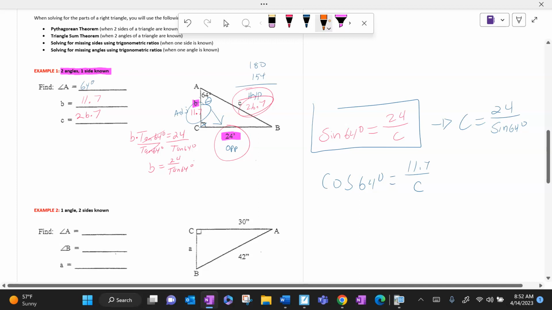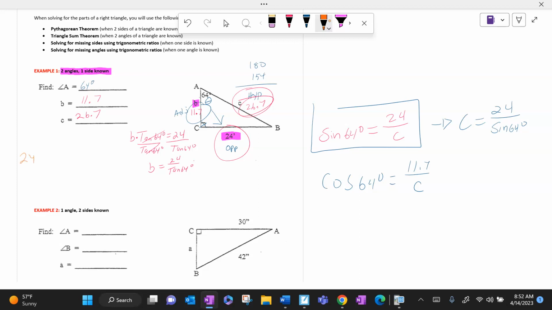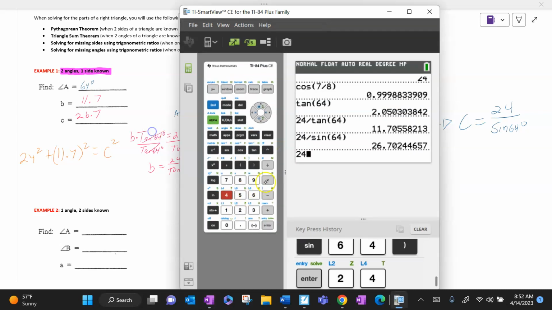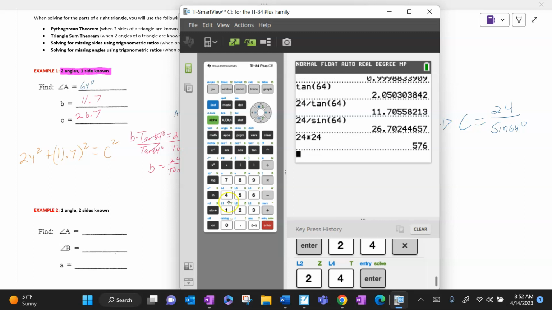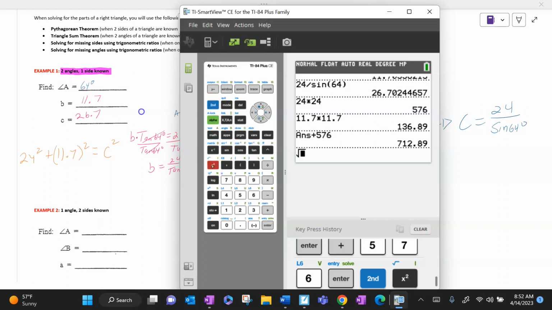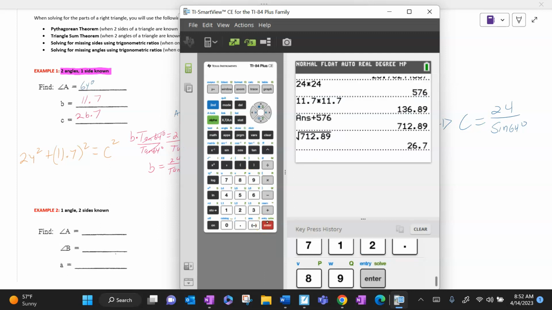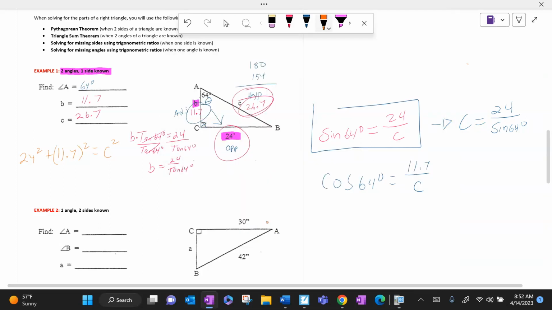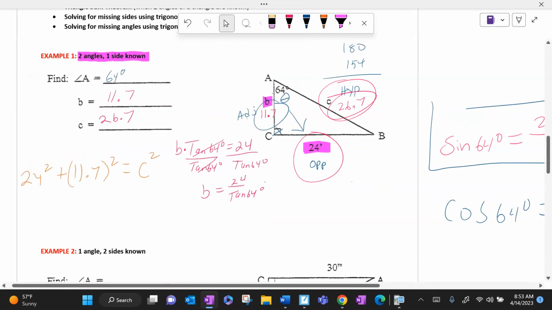Now that we solved, we have two sides. I could say 24 squared plus 11.7 squared equals c squared. We can absolutely do that. And using our calculator to do this quickly, we're going to do 24 times 24, which is 576. Then 11.7 times 11.7, so we have plus 576, and then we would take the square root of that. So the square root of 712.89 better be 26.7. There it is. So no matter how you slice it, we got plenty of options for solving for the missing sides and angles.